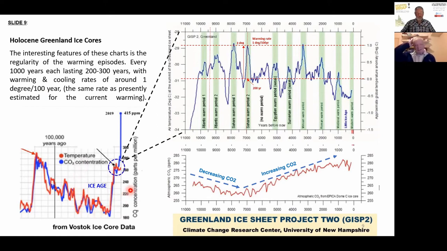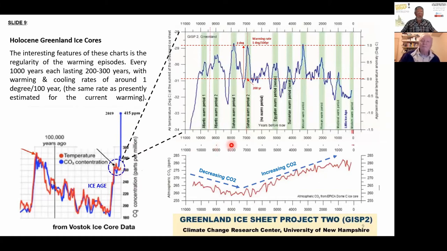here's another closer look at the recent past. So this is one of those sawtooth climate temperature CO2 charts that we had before. I've just taken a bit of it. This is the modern day position here, and I've taken this bit here, which is the last 10,000 years or so, and I've enlarged it to show the detail inside here.